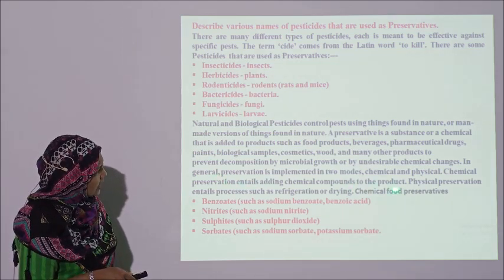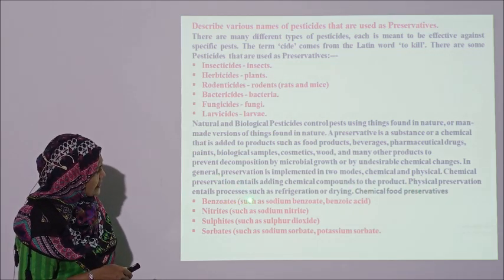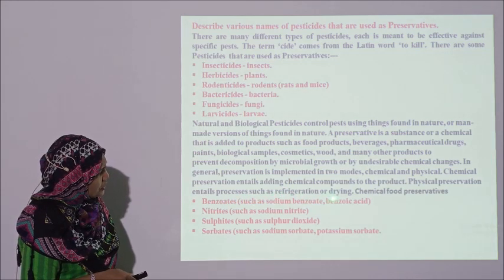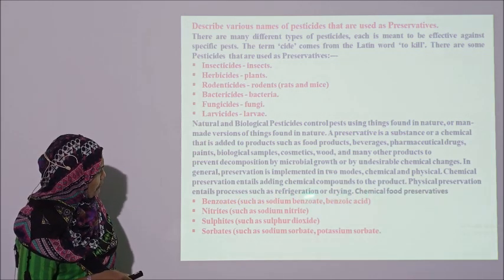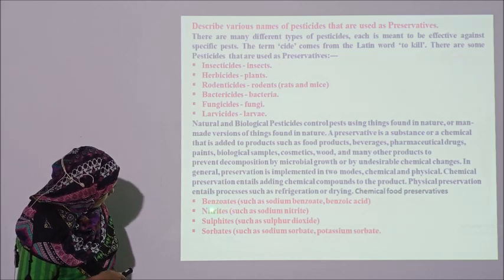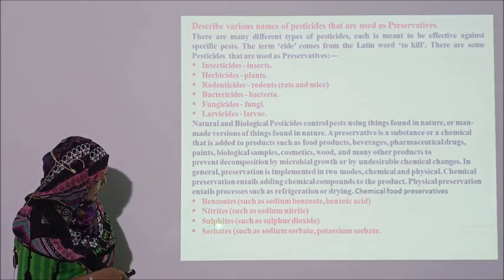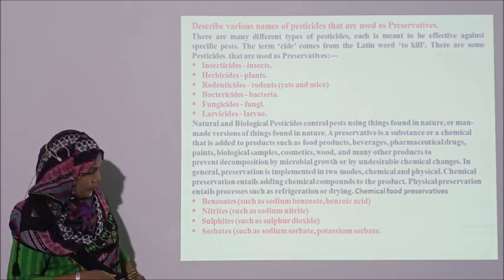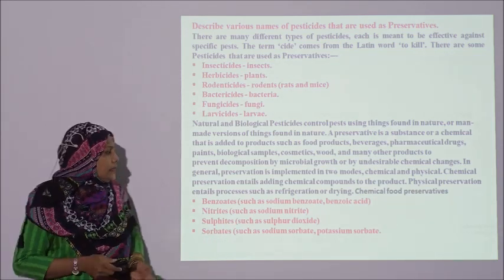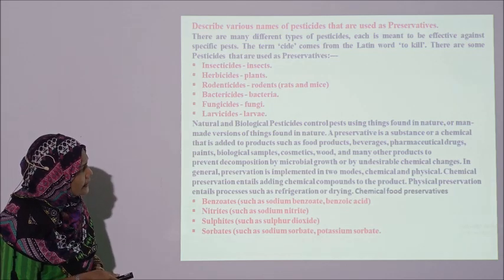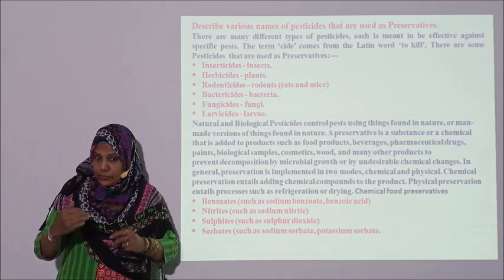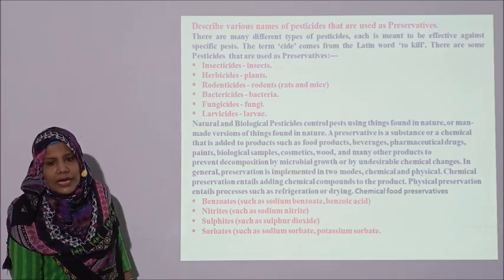Then we will see how physical preservation entails processes such as refrigeration or drying. Chemical food preservatives are benzoates, nitrates, sulfides and sorbates. These all are chemical food preservatives. These are also used in our food items.